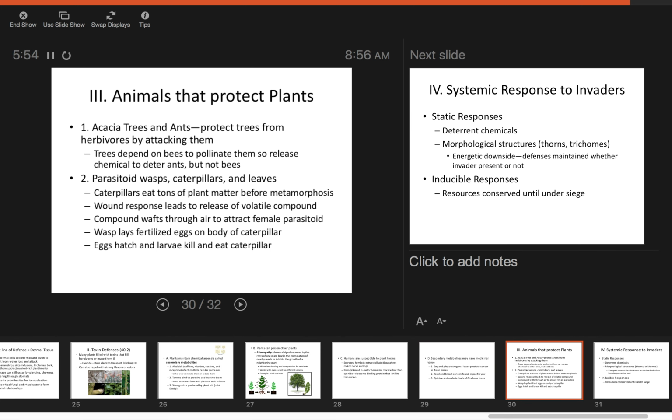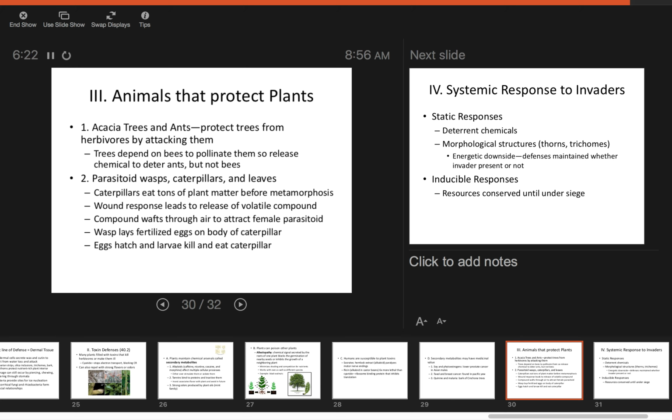All right, the last thing I want to talk about is, actually there's two things, but how animals help protect plants. So I think I showed you a video with ants and the fungi and the plant. So we have the acacia trees and ants. So the ants protect the trees from herbivores by attacking those herbivores. The tree depends on bees to pollinate them, so they might release a chemical to deter the ants, but not the bees. So there's like some weird combination with its relationships there.